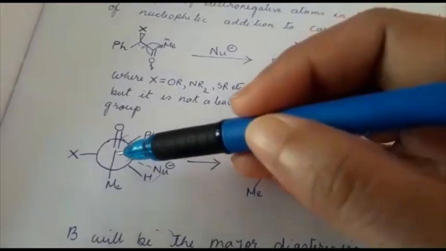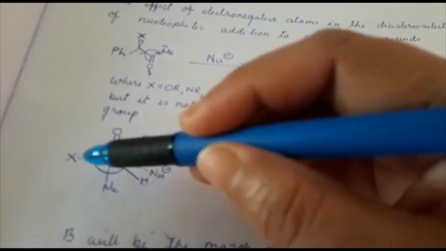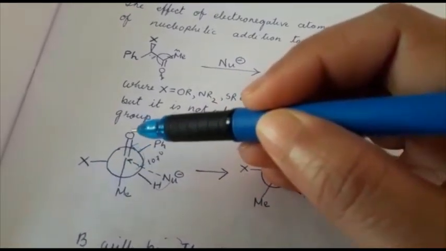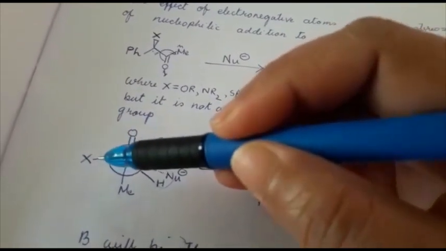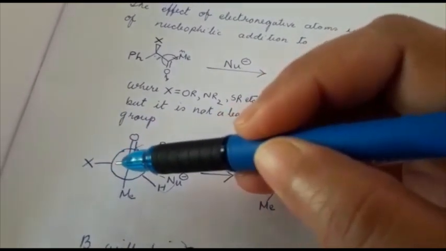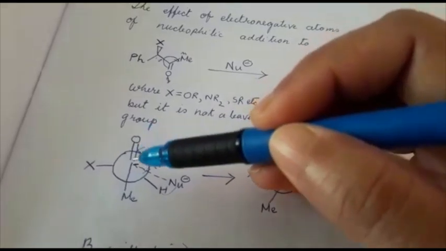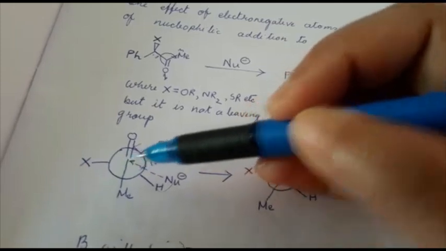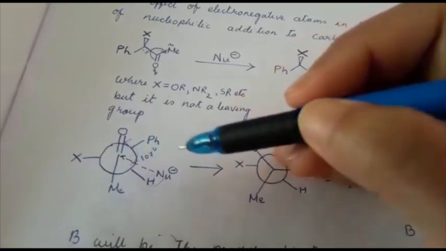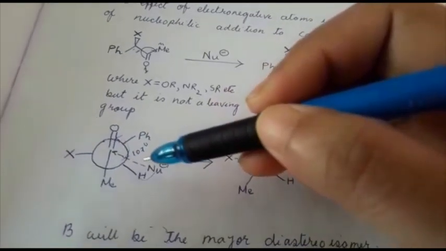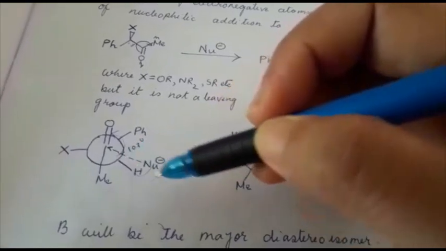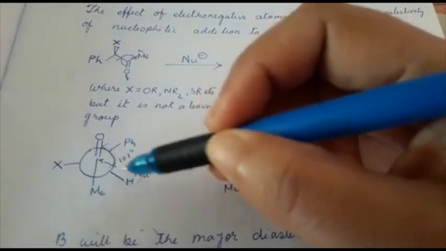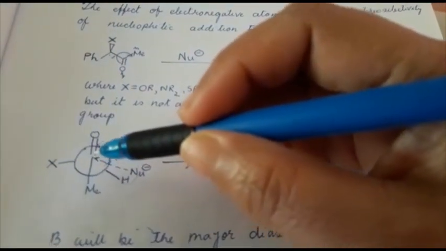Now the question is, why is this electronegative atom or electronegative group perpendicular to this carbonyl? It is because the sigma star of the C-X bond and the pi star of this pi bond can overlap, and that will result in lowering of energy of the lowest unoccupied molecular orbital, and that will actually help the nucleophile to attack the carbonyl carbon. Thank you.